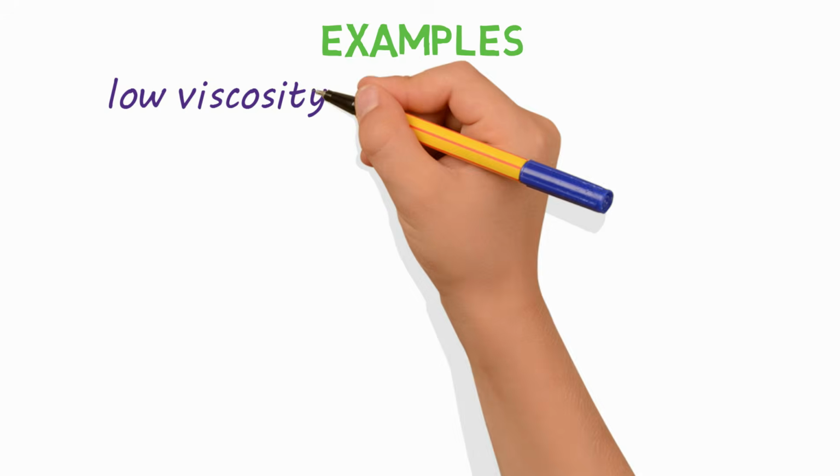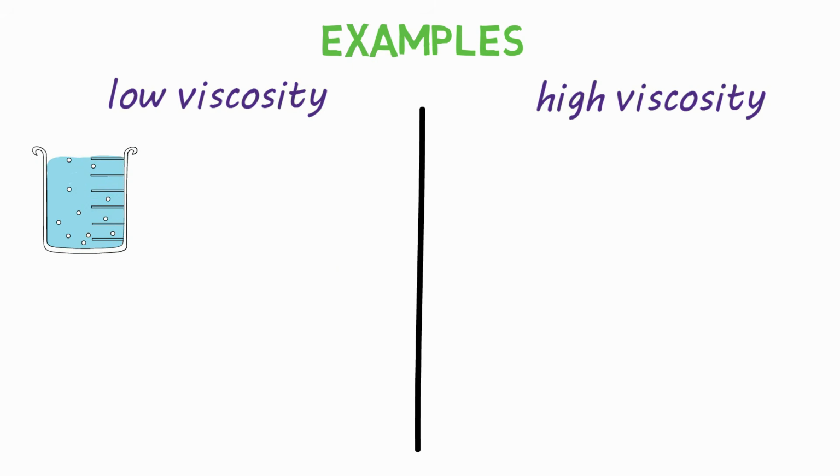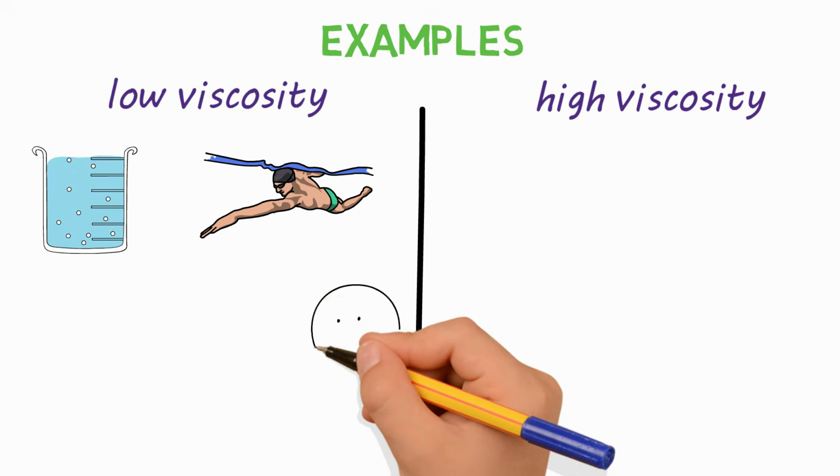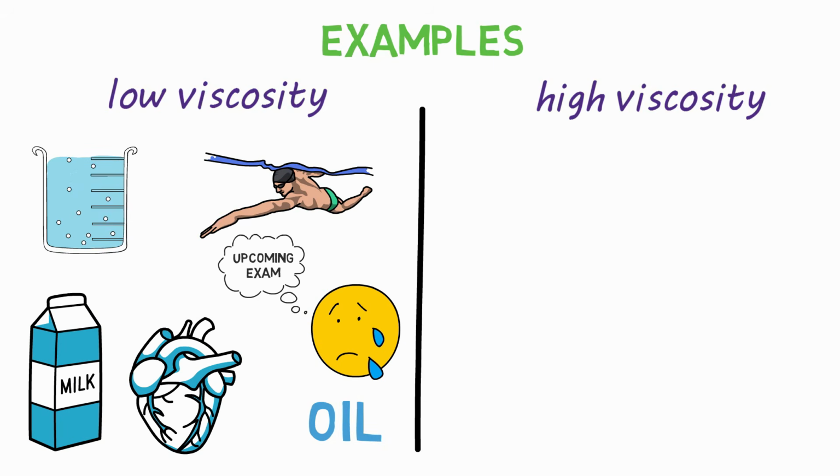Let's look at some examples. Water has a low viscosity. It flows easily, spills out of a glass, splashes in a pool, and runs down your face when you cry. Other examples of low viscosity fluids include oil, milk, and blood.